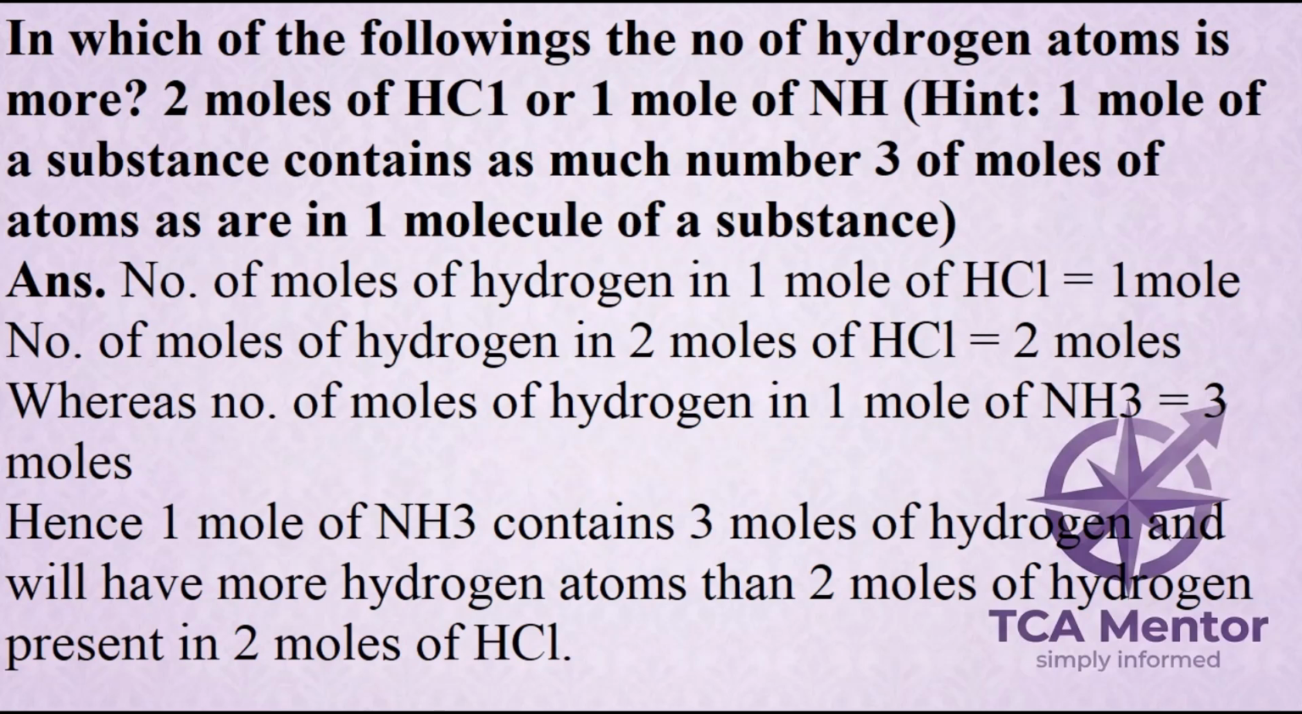In which one of the following is the number of hydrogen atoms more: 2 moles of HCl or 1 mole of NH3? Hint: 1 mole of a substance contains as many moles of atoms as are in one molecule of the substance. Answer: The number of moles of hydrogen in 1 mole of HCl equals 1 mole. The number of moles of hydrogen in 2 moles of HCl equals 2 moles. Whereas the number of moles of hydrogen in 1 mole of NH3 equals 3 moles. Hence 1 mole of NH3 contains 3 moles of hydrogen and will have more hydrogen atoms than the 2 moles of hydrogen present in 2 moles of HCl.